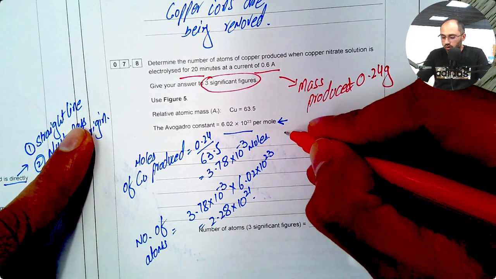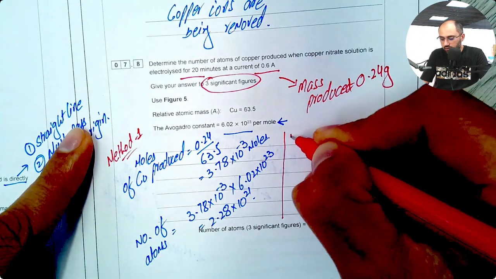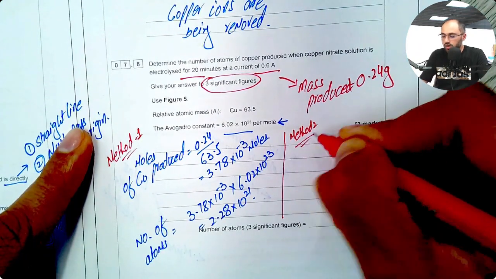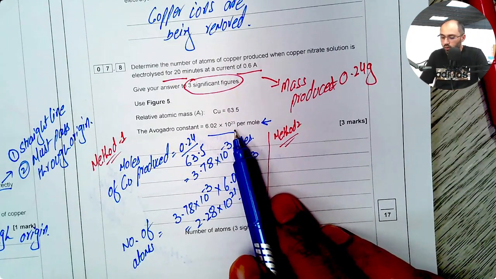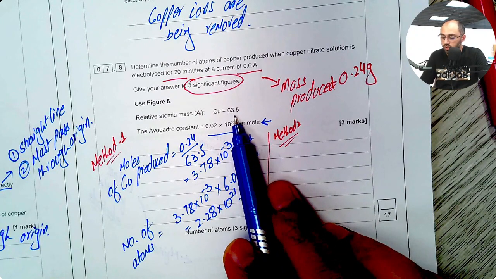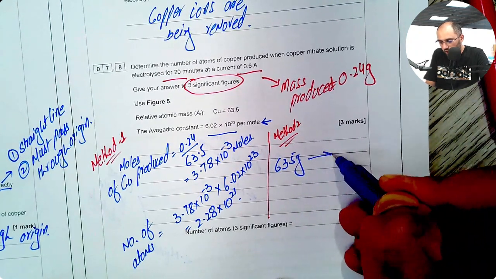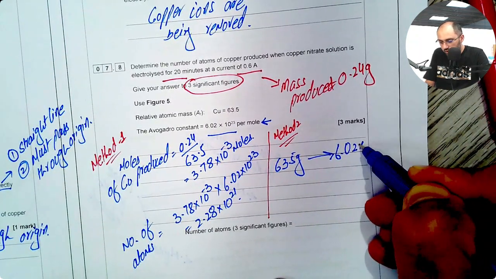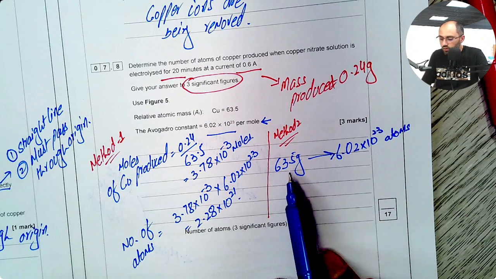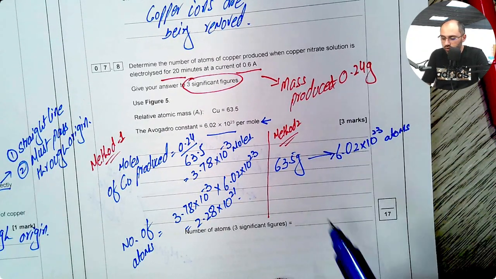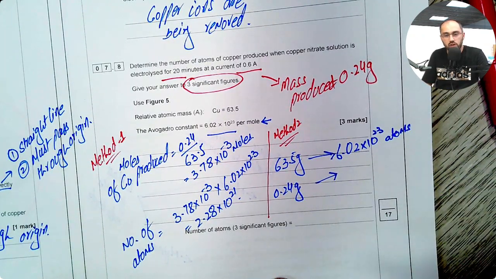Now there is another method of answering this question. So I can say this is method 1. Let's have a look at method 2. It's about ratios and proportions. So in this case, based on this data, I know that 1 mole of copper has this much mass. So I can say 63.5 grams of copper will have 6.02 times 10 to the power of 23 atoms. In our case, we don't have this many grams. We only have 0.24 grams.